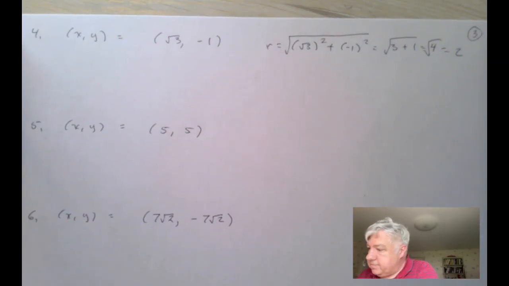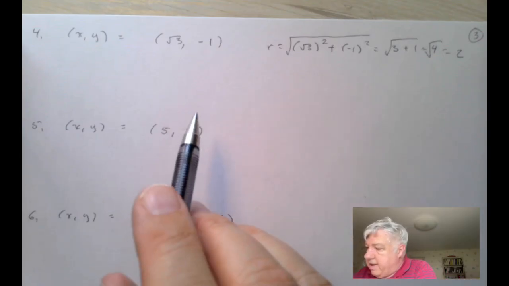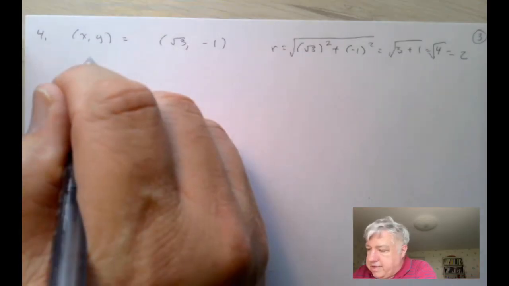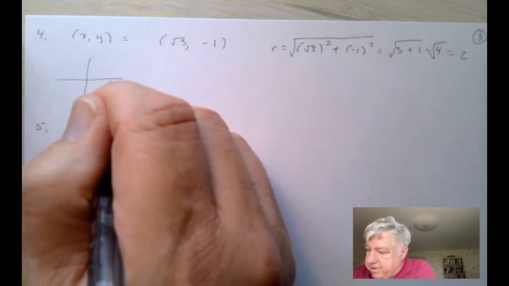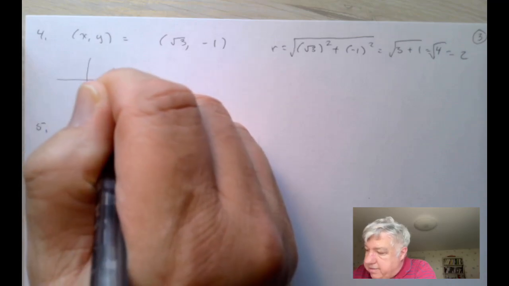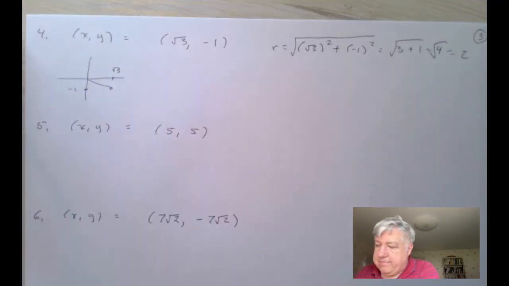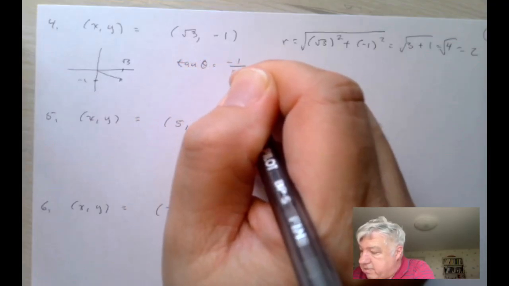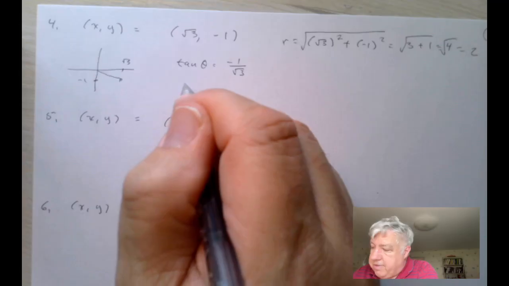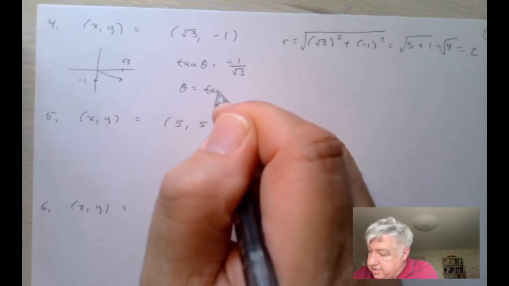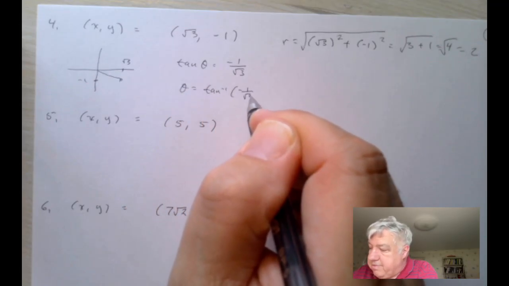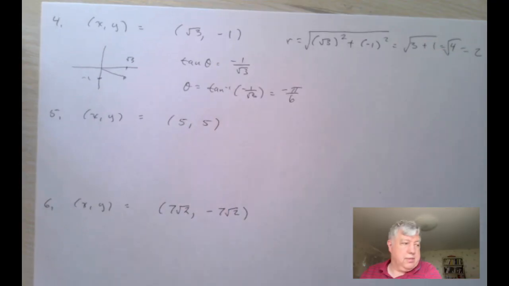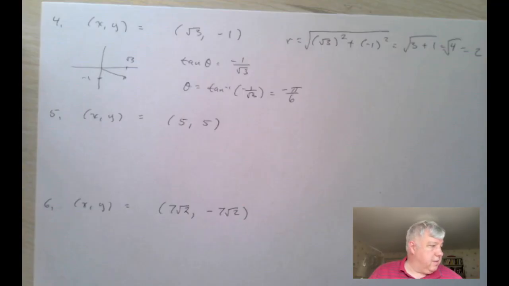Okay, and then let's think and just check what quadrant we are in. It's always a good idea to check and just plot the point to see where you are. And we are in the 4th quadrant, right? So the tangent of theta is going to be negative 1 over square root 3. And so theta is going to be the inverse tangent of negative 1 over square root 3, which is just negative pi over 6.